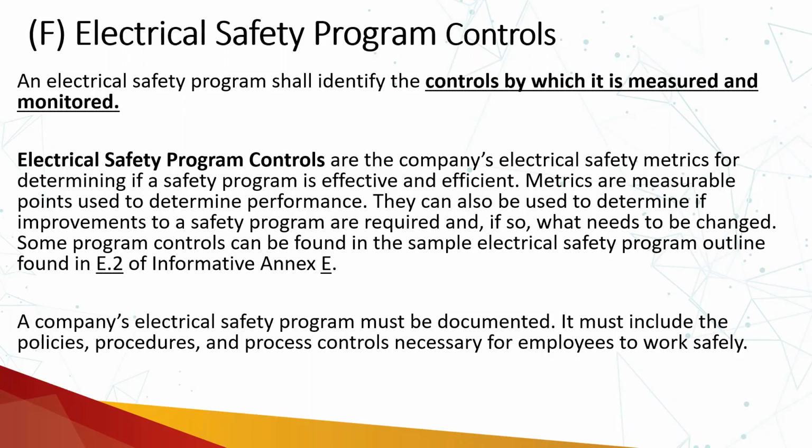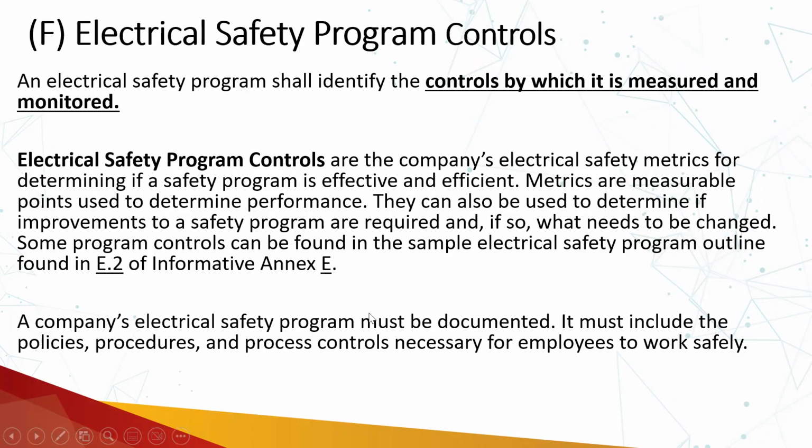Another example could be a decrease in the number of incidents, for example, near misses, where people are not using the right personal protective equipment for the job, or are not using the right tools for the job, etc. So electrical safety program controls are our company's electrical safety metrics for determining if the safety program is effective and efficient. Metrics are measurable points used to determine performance. They can also be used to determine if improvements to the safety program are required, and if so, what needs to be changed. Some program controls can be found in the electrical safety program outline given in E.2, informative Annex E.